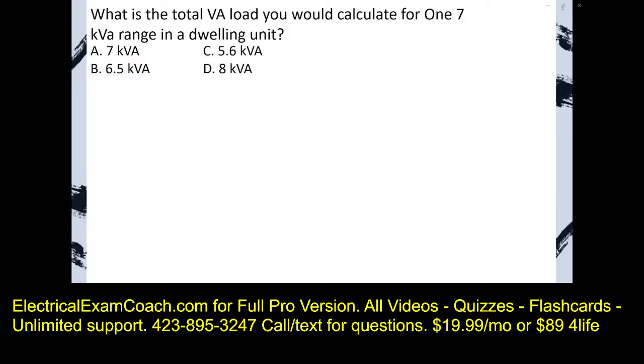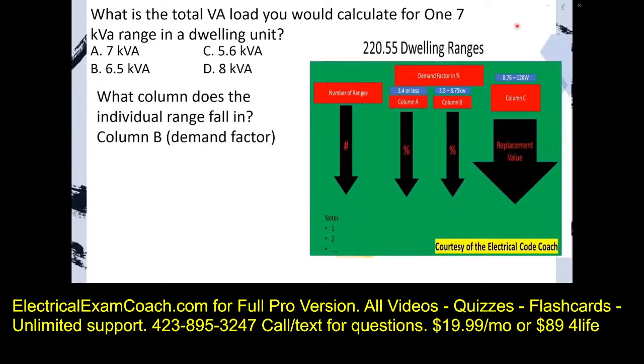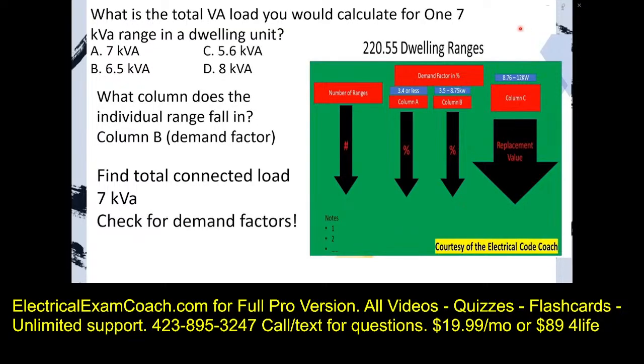What is the total VA load you would calculate for one 7 kVA range in a dwelling unit? First off, let's find out what column we're using. Our individual range falls into column B. Now let's find our total connected load. Well, in this case, it's just one range, so the total connected load is 7. Now let's check for demand factors.